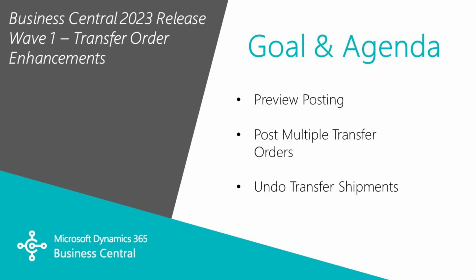And finally, I can undo transfer shipments. So if I have an indirect transfer that uses an in-transit location and code, and I have shipped it but not yet received it, I can undo that shipment. So let's take a look at it.